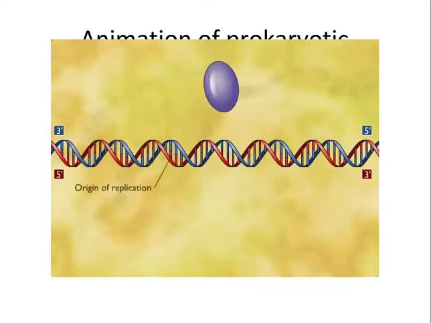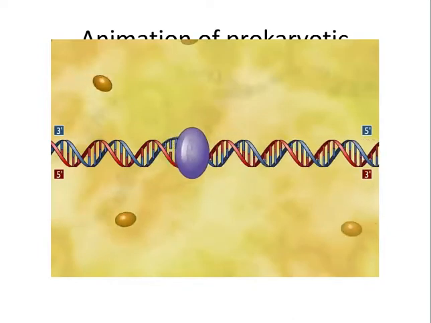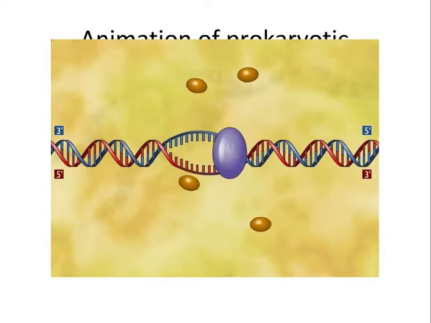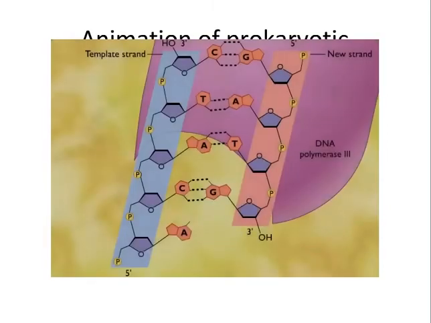DNA replication begins at a sequence of nucleotides called the origin of replication. Helicase unwinds the double-stranded DNA helix, and single-strand binding proteins react with the single-stranded regions of the DNA and stabilize it.